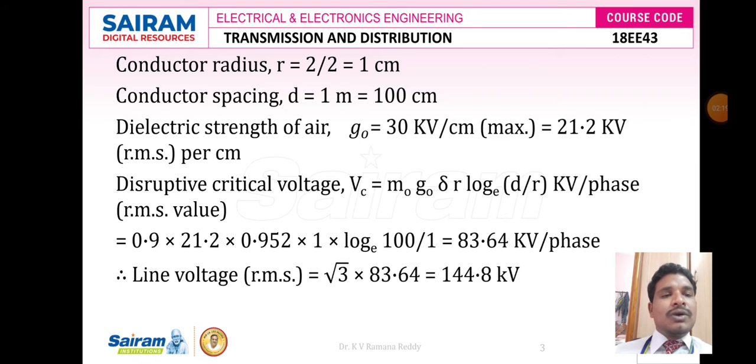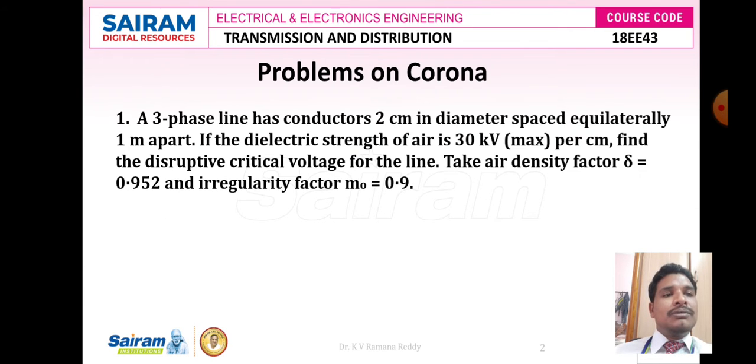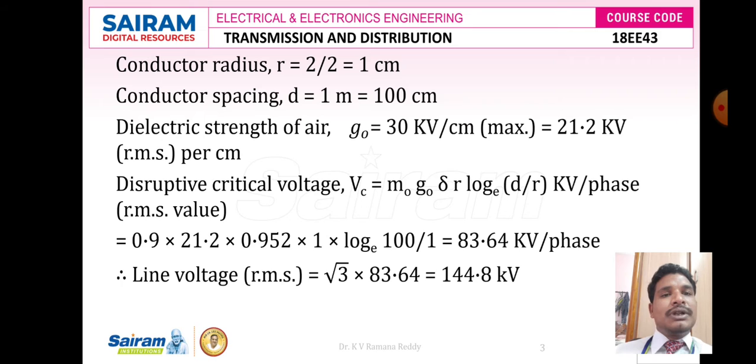Conductor spacing d is equal to 1 meter. If we convert 1 meter into centimeters, it becomes 100 centimeters. And the diameter of the conductor they gave in this problem is 2 centimeters. So if the diameter is 2 centimeters, then the radius of the conductor r is equal to diameter by 2. It is already in centimeters, so it will come to 1 centimeter. So the radius of the conductor r is 1 centimeter, and the conductor spacing between the two conductors is 100 centimeters.